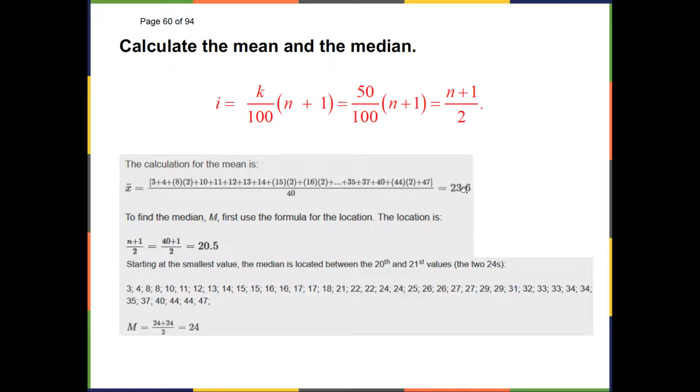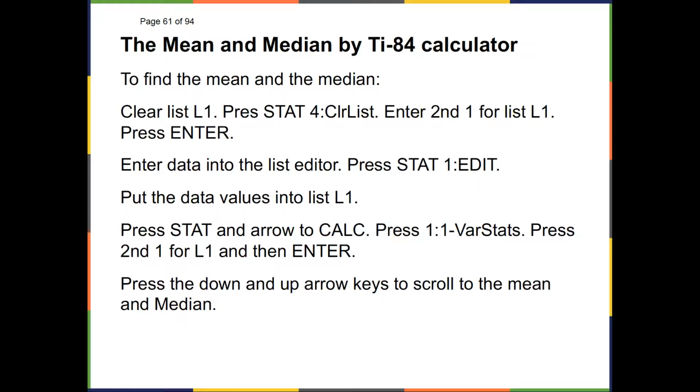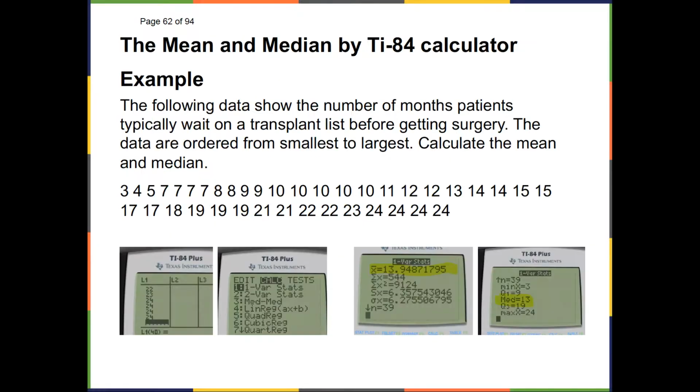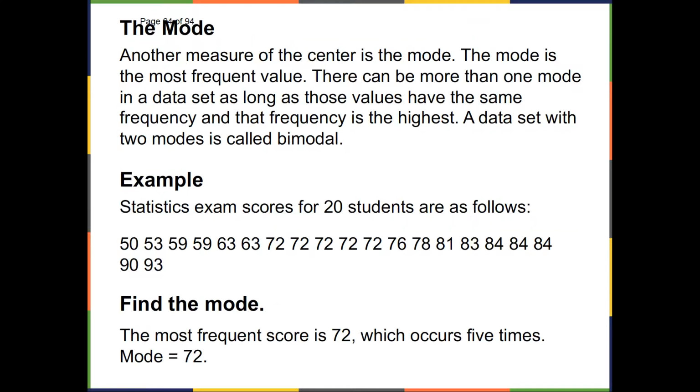The mean and the median are relatively close to each other, which we're going to see later is an indicator that I'm probably dealing with a normal distribution. Don't need to worry about these calculator pages because we're not doing those.